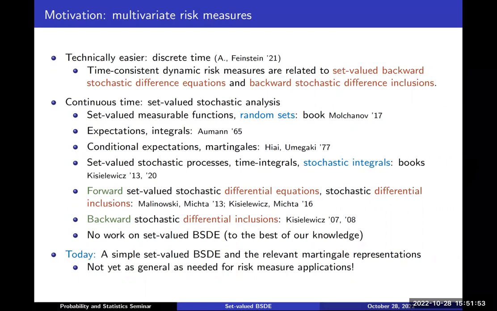Although I should say at this moment that the construction that we propose is not as general as we want, because for risk measures, we always deal with unbounded sets. Whereas in our framework that I'm going to present today, we will always deal with compact-valued multifunctions, set-valued functions. So one needs to extend the theory in several directions. One of those directions is to move from the bounded case to the unbounded case.